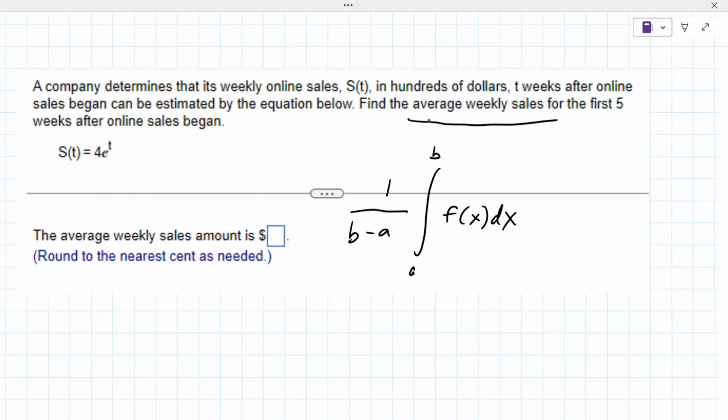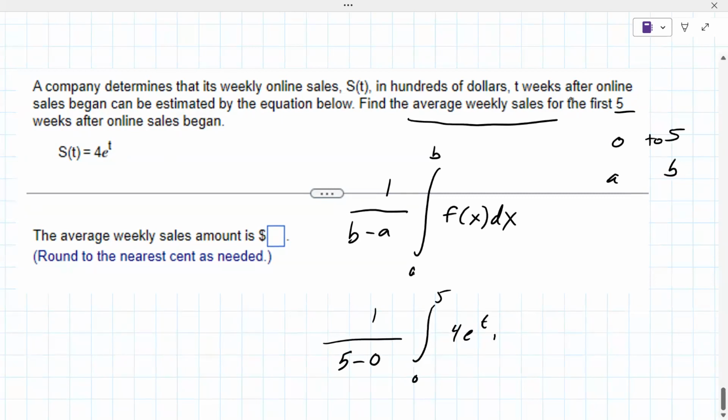All right. So in this case, your f of x is this s of t. First 5 weeks means from 0 to 5. So it's 1 over, think of that as a and b. 1/5 minus 0, integral 0 to 5, 4e to the t dt, like that. Okay. So this is a known formula.